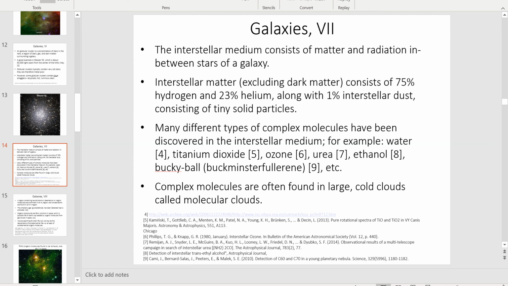Let's talk about what exactly constitutes interstellar matter. It is constituted to the proportion of about 75% of hydrogen, about 23% helium, and then about 1% what we call interstellar dust, which is many tiny solid particles. You might be surprised to find out that many complex molecules have been found in the interstellar medium. Most of the interstellar medium, I want to emphasize, consists of just hydrogen and helium.